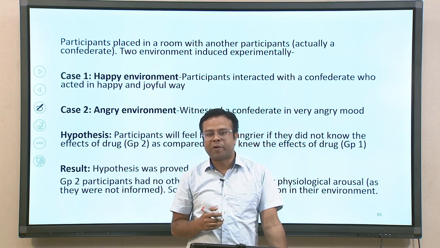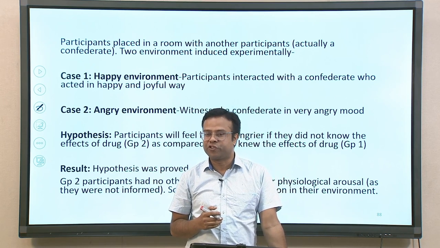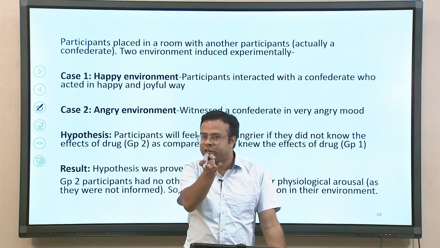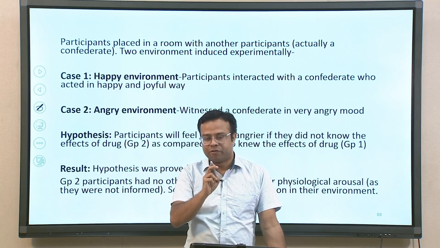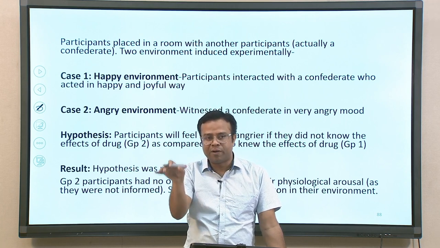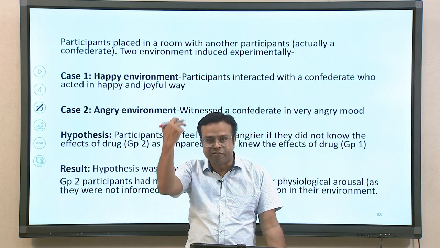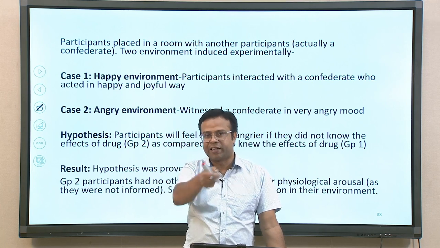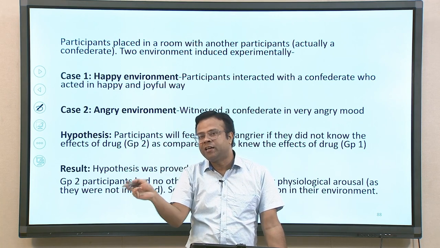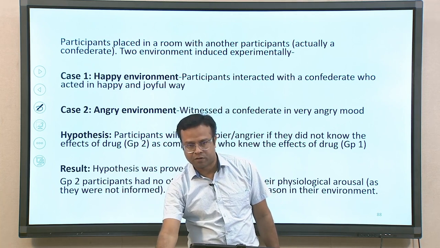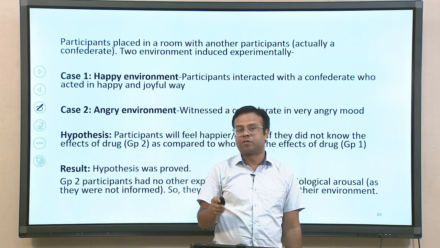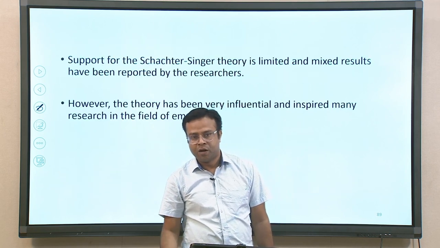So, group 2 participants had no explanation for their physiological arousal, because they did not know that it was caused by the drug. So, they tried to find the reason in the environment. They tried to label it cognitively, that they are feeling happy in case 1 or they are feeling angry in case 2. So, this is how they tried to prove their concept or theoretical propositions.